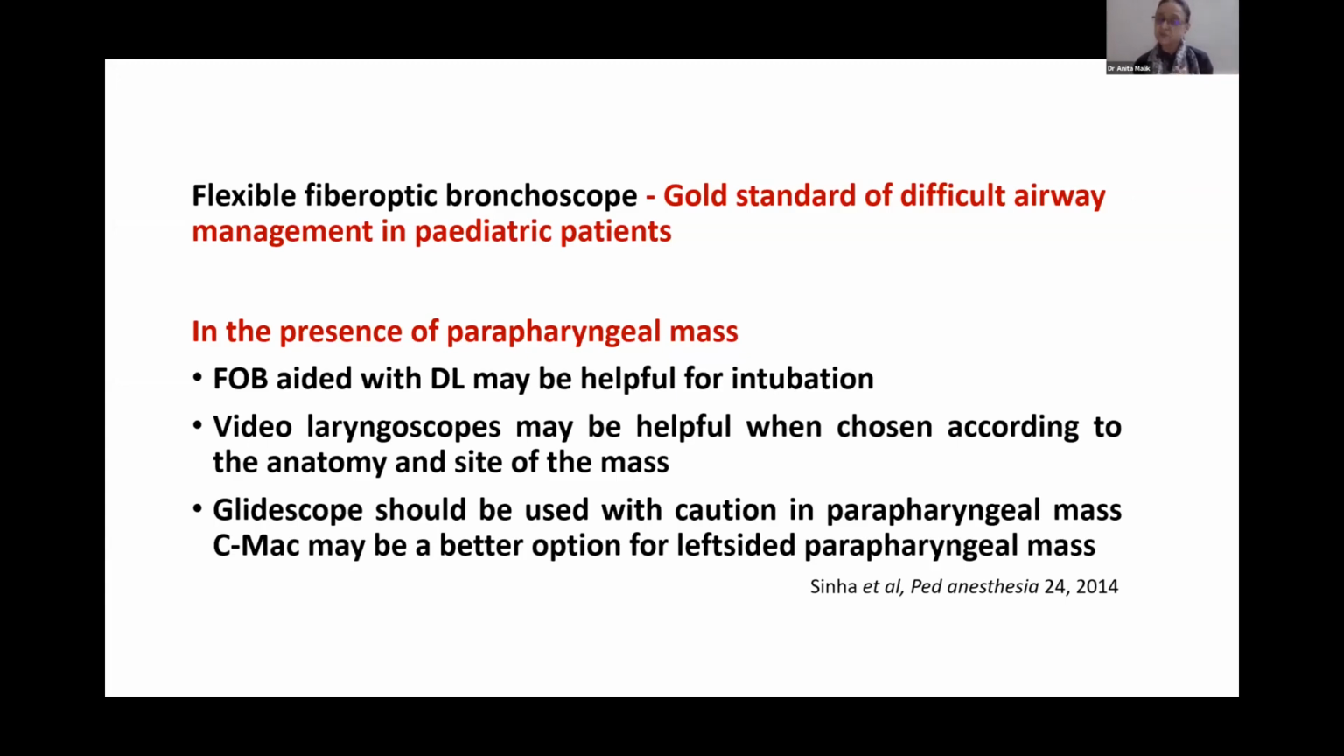And video laryngoscopes may be helpful when chosen according to the anatomy and site of the mass. That means like GlideScope. GlideScope should be used with caution in parapharyngeal masses because it goes in midline. C-MAC may be a better option for left-sided parapharyngeal masses because with the Macintosh blade, you can shift it and it goes so smoothly inside that the glottis is visualized.